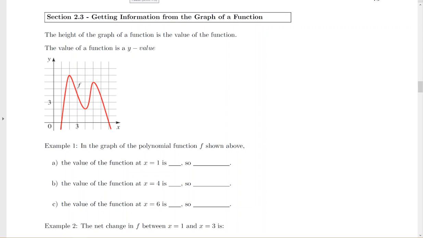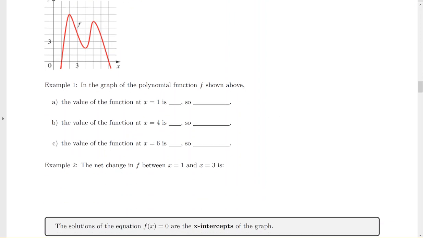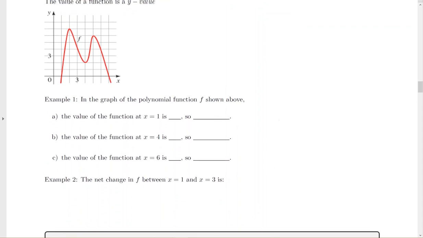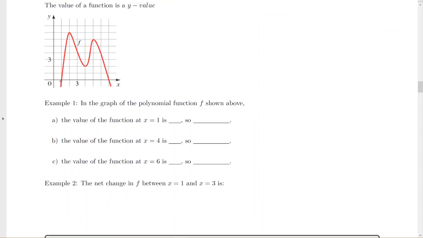So section 2.3 is about graphical analysis. You're looking at a graph and getting information off of it. The height of the graph of the function is the value of the function, and we refer to the value of the function as the y value. So in example 1, the value of the function at x equals 1, I come over here on the x-axis to the number 1, is, in this case, 0. All right, that's the y value.